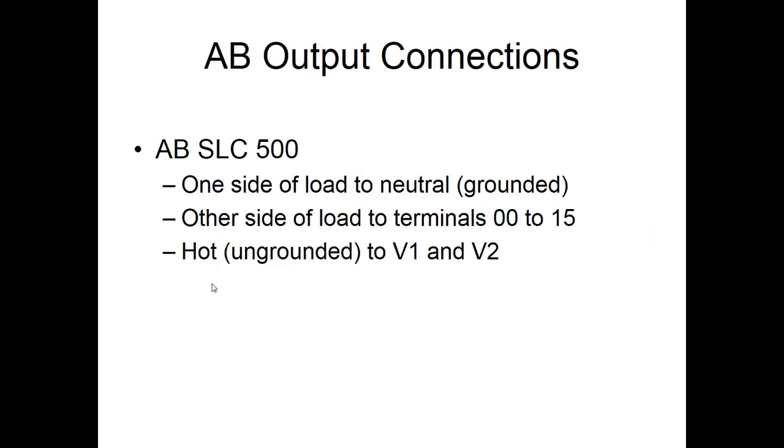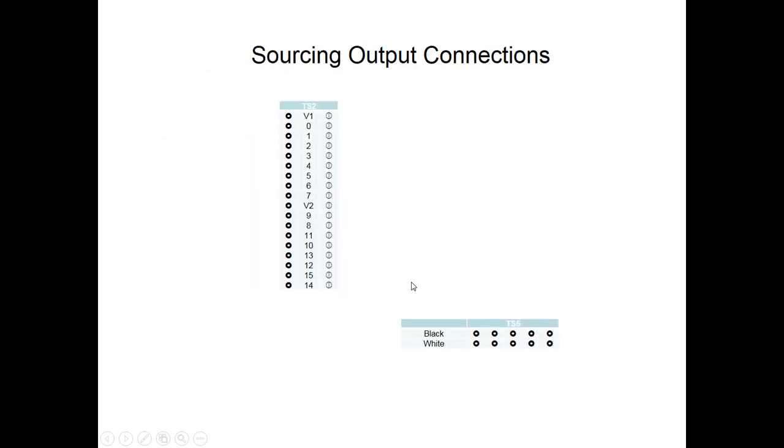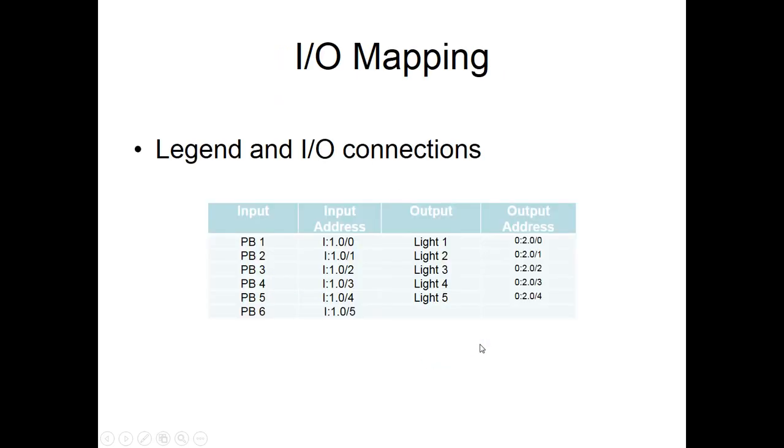So the output connections, this is shown once again, 0 to 16. There are two taps, voltage 1 and voltage 2. Voltage 1 is for the first 8 points, voltage 2 for the second 8 points. It shows V1 here and V2. So on ours, we're going to take black, which is hot, and run it to V1. And we're going to run black to V2. Or you can just jumper these. And then it's sourced. Then devices run off each of the terminals, and they come back to white. There's our current loop.